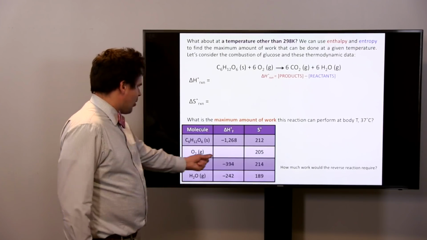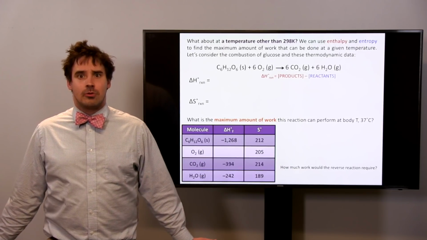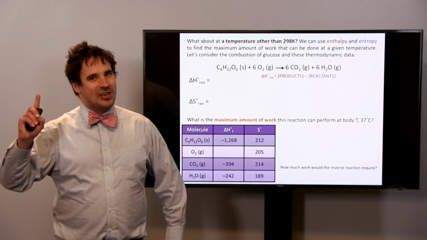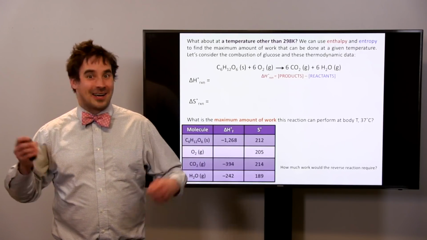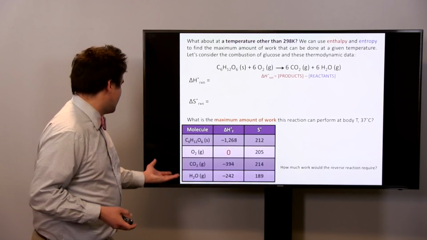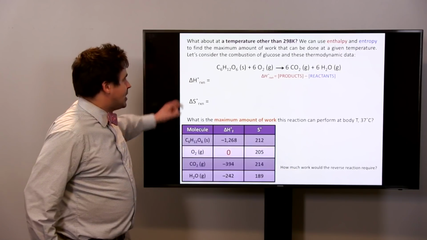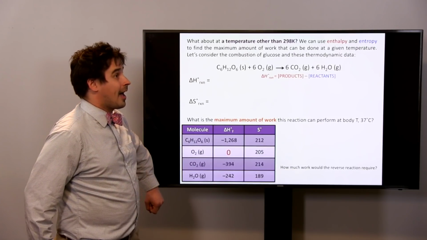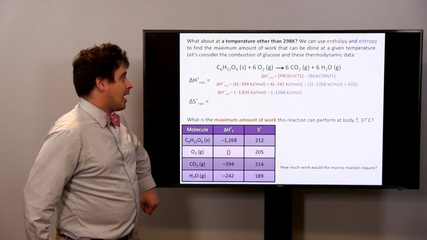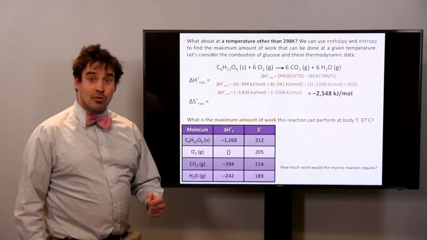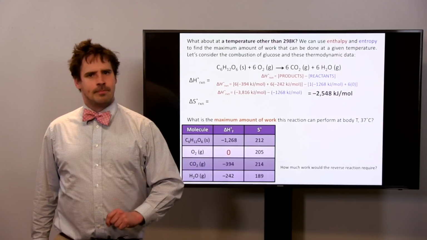Wait a minute, but we're not given enthalpy information for O2 gas. Whatever shall we do? Wait a minute, we know what the enthalpy of formation of it is. Why? Because it's oxygen gas. It's in its standard state. 0. So take a moment and calculate the enthalpy change for this entire reaction. That's right. It's negative 2,548 kilojoules per mole.